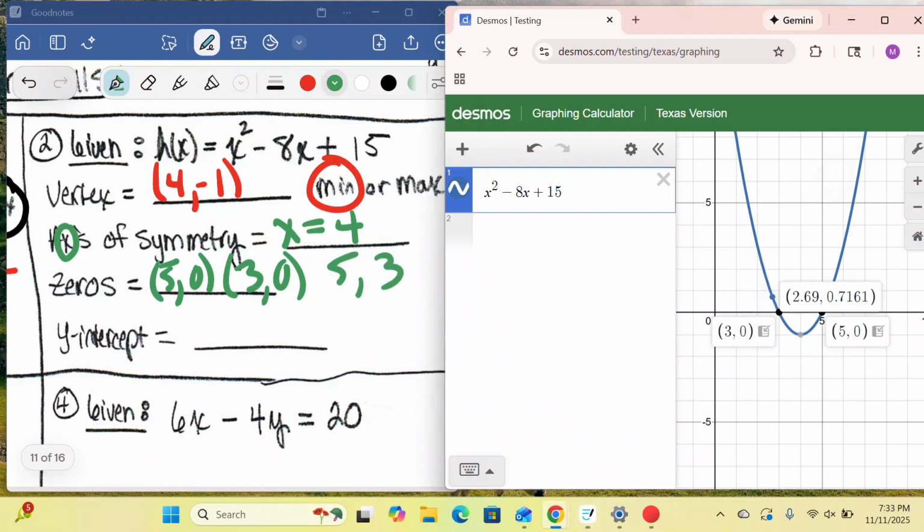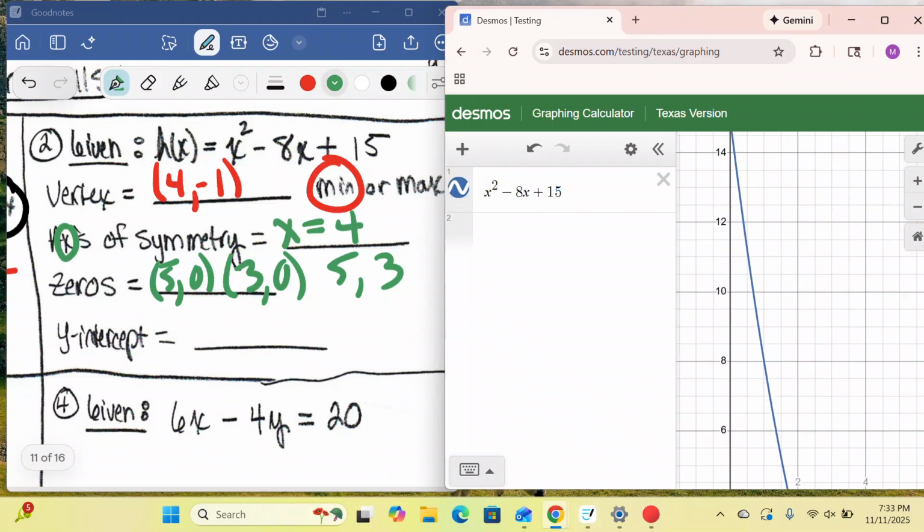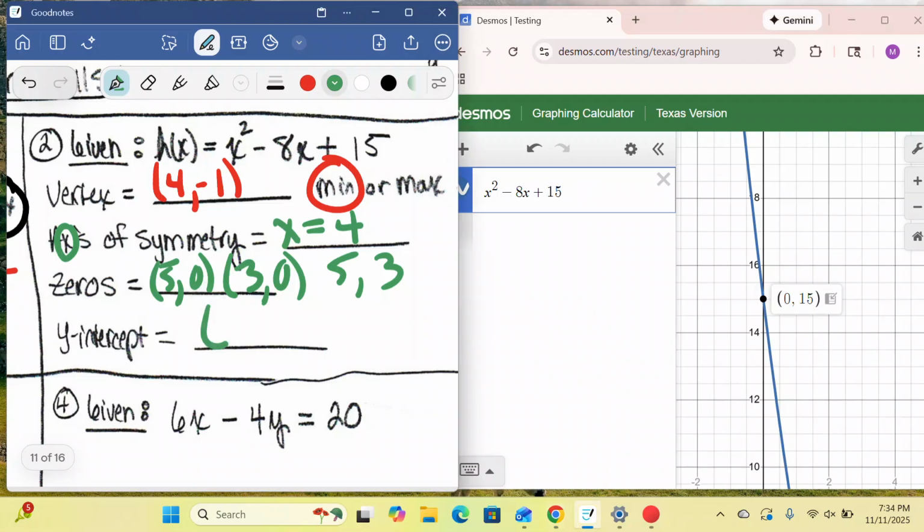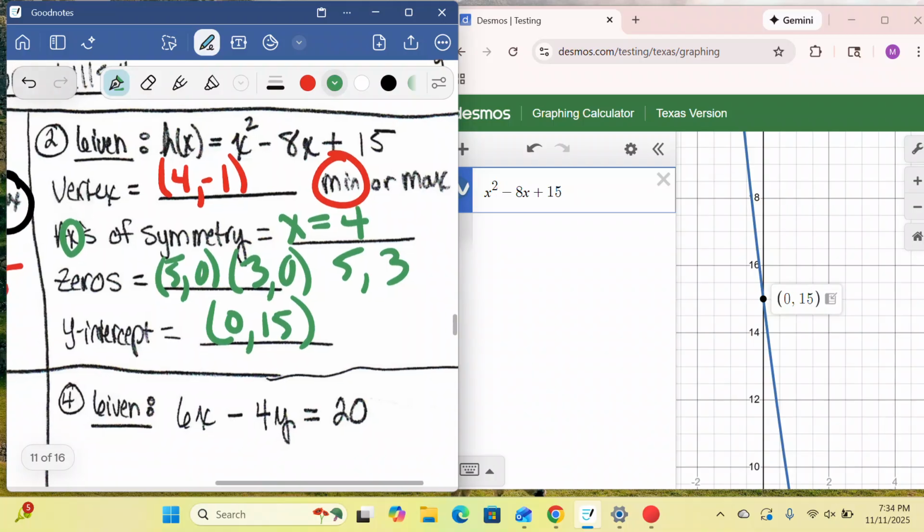If I want to find my y-intercept, all I have to do is find out where this parabola crosses the y-axis, and that is 0, 15. So once again, 0, 15, and that is my y-intercept. So once again, it's just a matter of working with Desmos and putting it into the calculator.